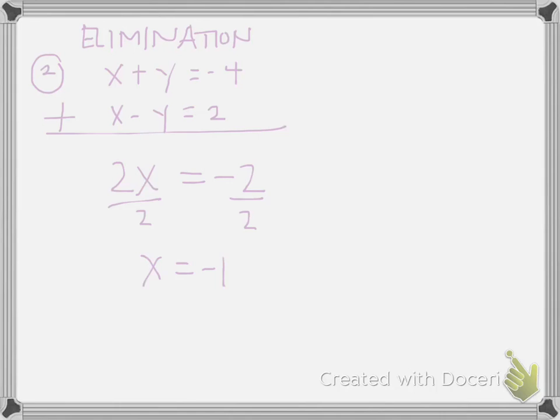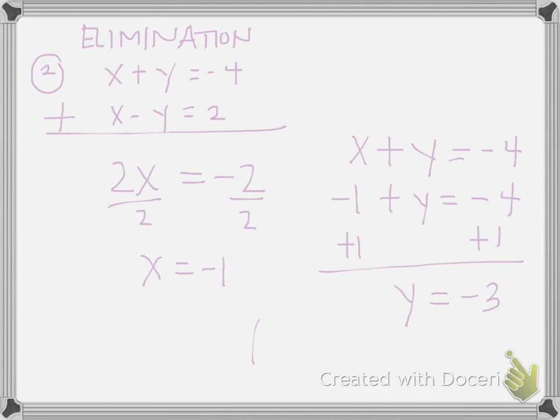So now I need to solve for y, so it doesn't matter which equation you go back to. Let's go back to that first one. I'm going to plug in negative 1 for my x. So I'm going to add 1. So y is going to be equal to a negative 3. So my ordered pair here, my solution is going to be negative 1, comma, negative 3.